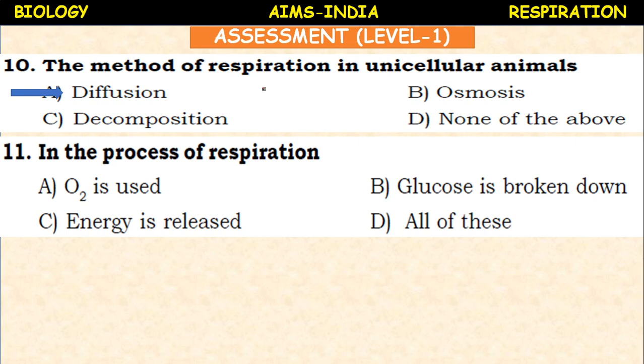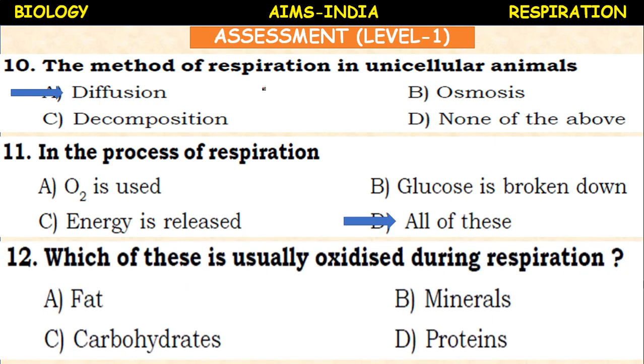In the process of respiration, what happens? Oxygen is used, glucose is broken down, and energy is released. All of these. Which of these is usually oxidized during respiration? Fat, minerals, carbohydrates, proteins. Here usually is mentioned, meaning generally carbohydrates in the form of glucose. Glucose is the simplest substrate involved in respiration, for production of energy.